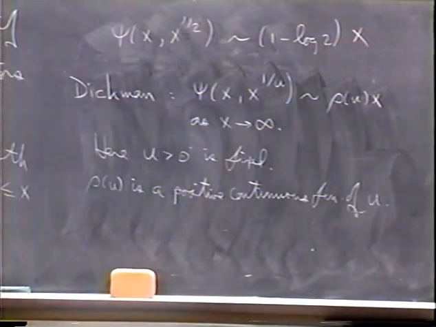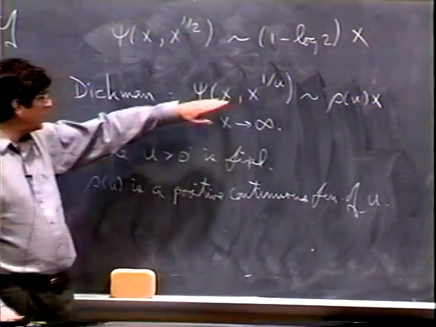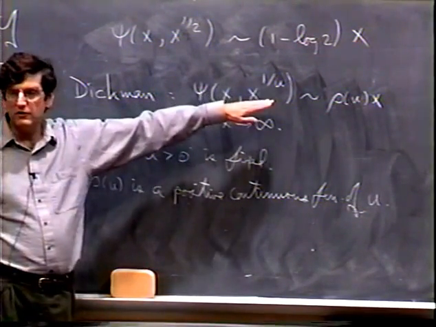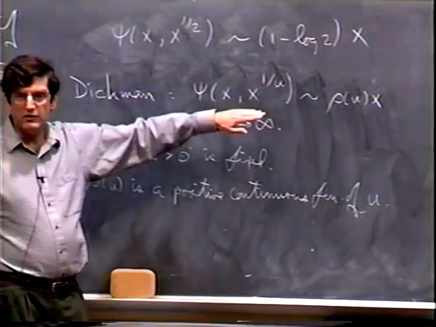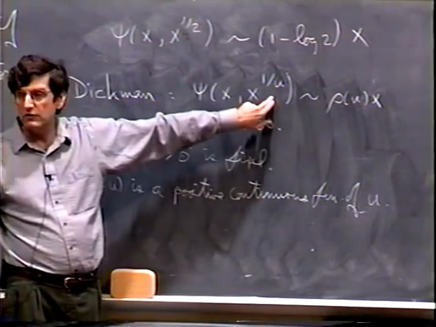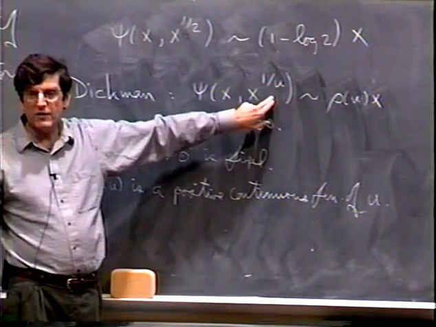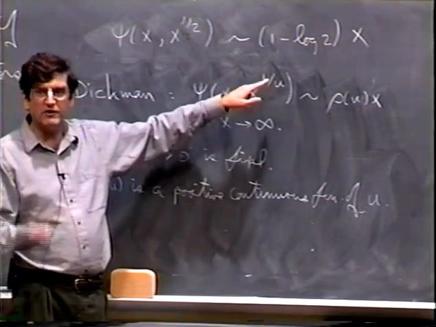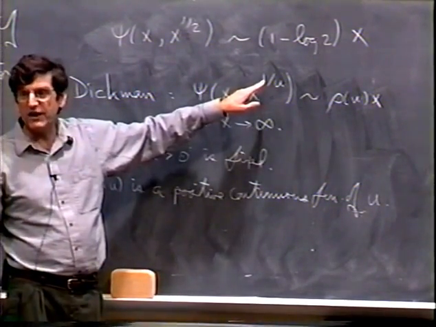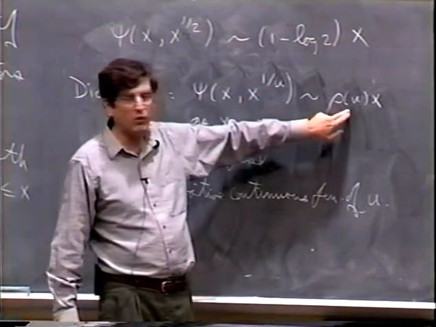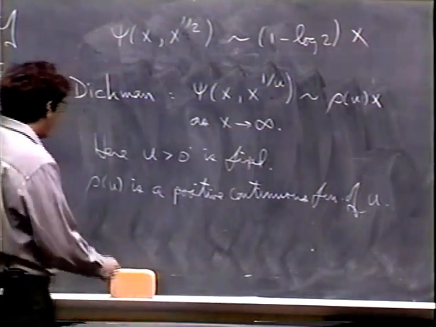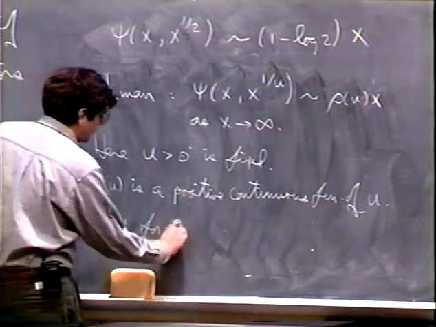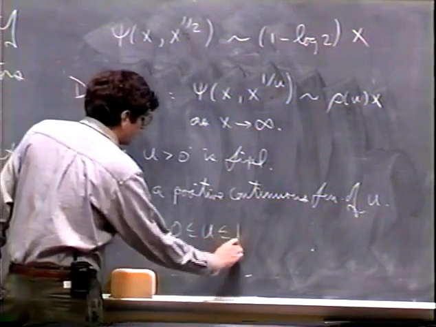Now, there are certain ranges for which rho of u is absolutely trivial. For example, all I said was u is positive. Consider the case where u is between 0 and 1. If u is between 0 and 1, then the reciprocal of u is bigger than 1. And so I'm looking at numbers up to x, all of whose prime factors are less than or equal to something which is even bigger than the number. That's all the numbers up to x. And so rho of u in that case is 1. So what we have is that rho of u is equal to 1 for 0 less than or equal to u less than or equal to 1.